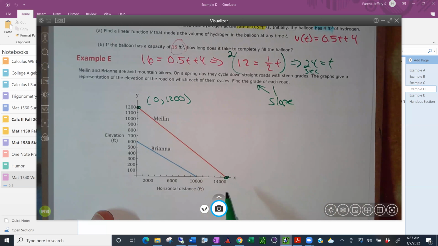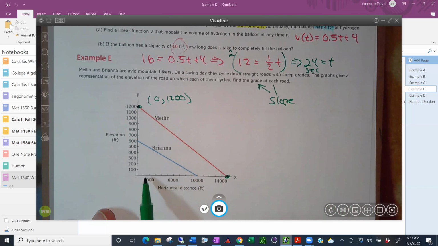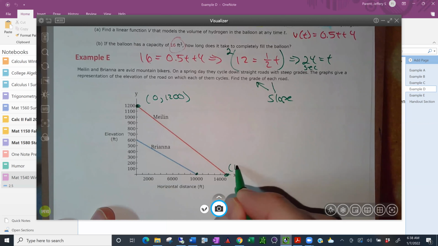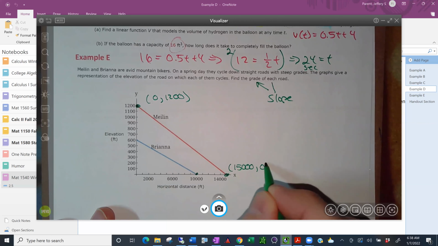This other one, we kind of have to think about a little bit, because you've got these tick marks and we're not really sure where that one is. But if you look here, here's one at 10,000. Here's another one at 14. There's 1, 2, 3, 4 tick marks that separate these things. So that means each tick mark is 1,000. If that's a tick mark of 1,000, then that point there is 15,000. And of course, 0 for Y.